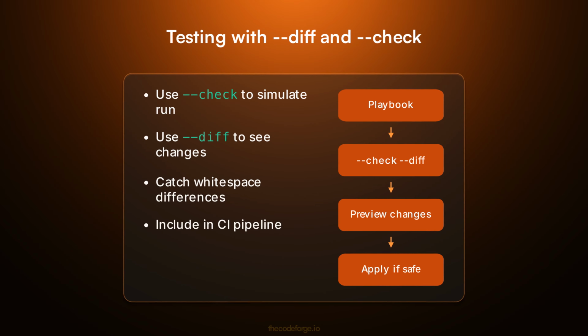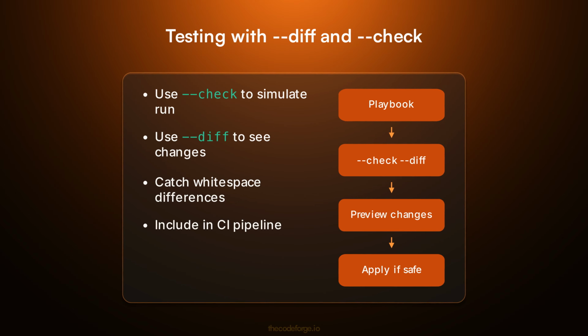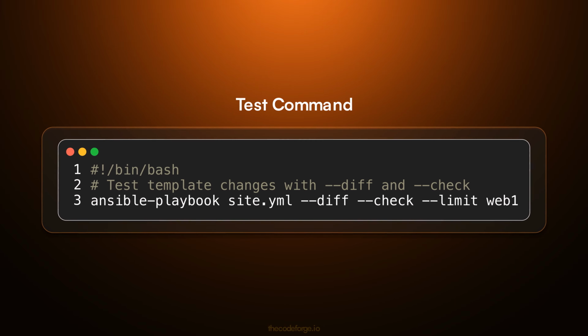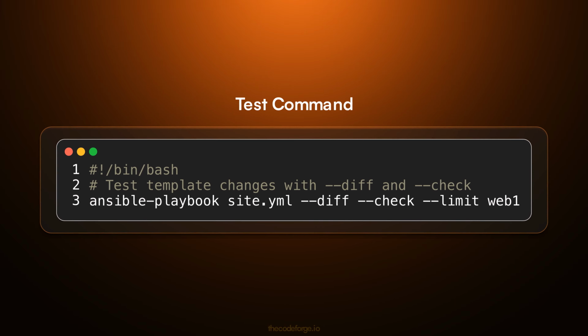Before rolling out template changes, use check and diff to preview changes without applying them. Diff shows the unified diff, critical for catching invisible whitespace differences. Include this in your CI pipeline to prevent accidental changes. This command runs the playbook in check mode with diff output, limited to one host. It shows what would change without actually applying. Always do this before deploying template changes to production.